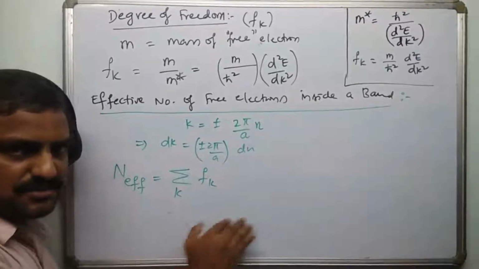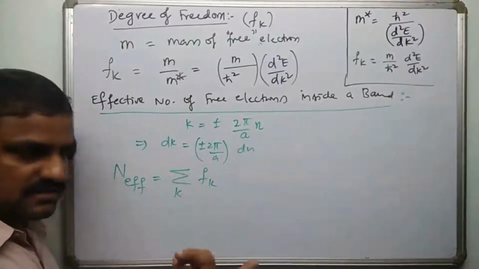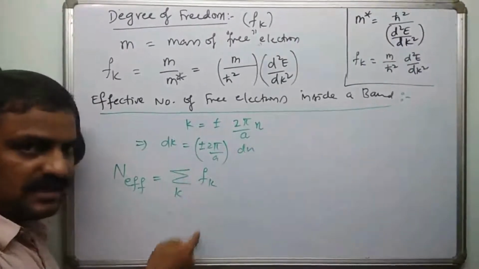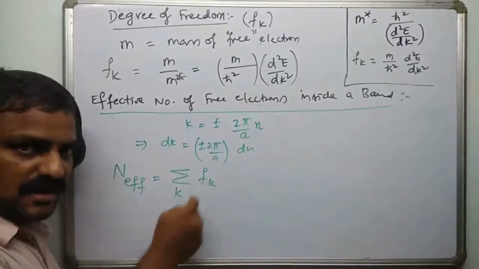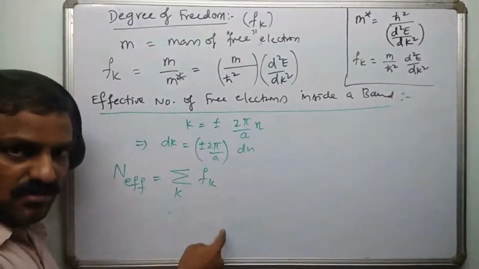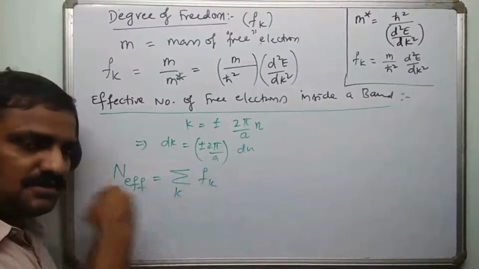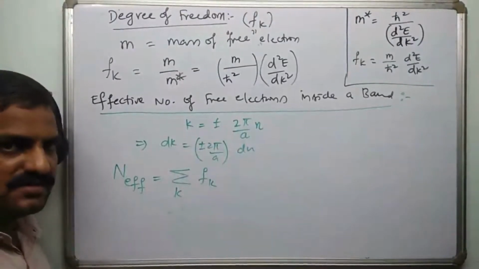So 4 electrons I have showed earlier. If you go to the first electron, how much is the freedom? I wrote there as half. Second electron, I wrote there as 0. Third electron, 0. Fourth electron, half. Like that you do the sum over all possible electrons inside the band.